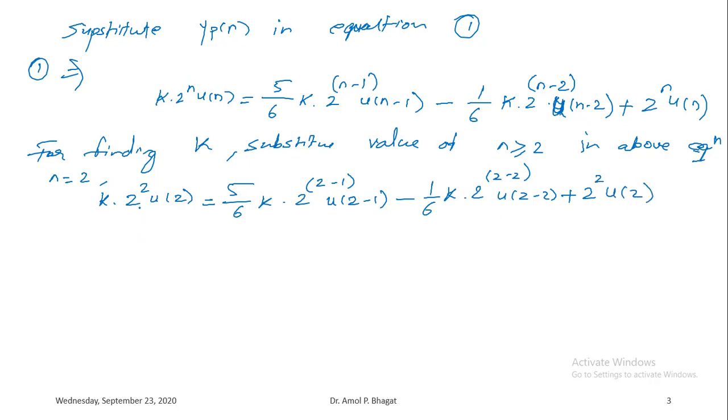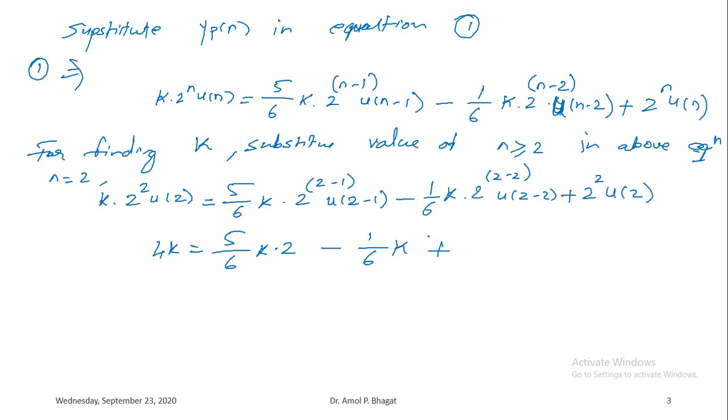So directly I can write here: 2 raised to the power 2 will be 4, u of 2 is 1, so it will be 4k, equal to 5 by 6 k into 2 raised to the power 1, which will be 2, and u of 1 will be again 1, minus 1 by 6 k into 2 raised to the power 0, which is 1, and u of 0 will be again 1. So it will be 1 by 6 k simply.